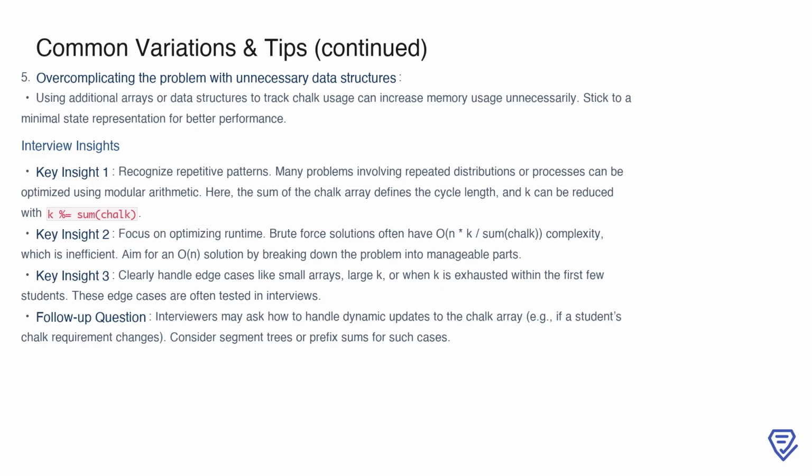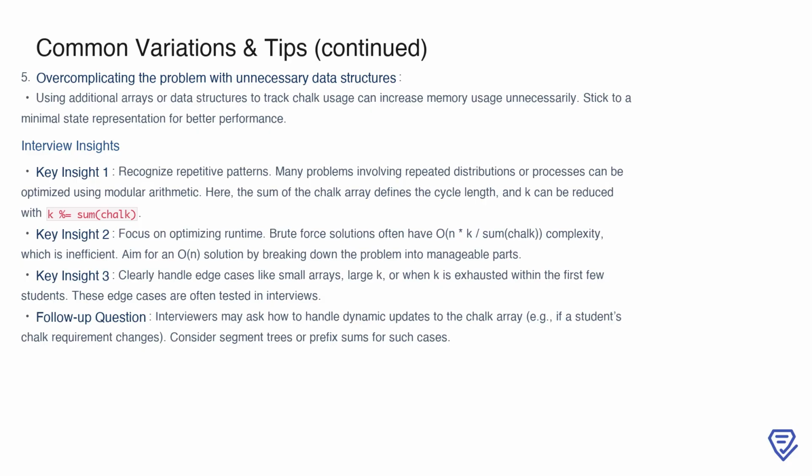Now, let's discuss some key insights for interviews. First, recognizing repetitive patterns is crucial. Problems involving repeated processes, like this one, can often be optimized with modular arithmetic. Here, the total chalk sum defines the cycle length, so reducing k with k modulo sum(chalk) simplifies the problem significantly.